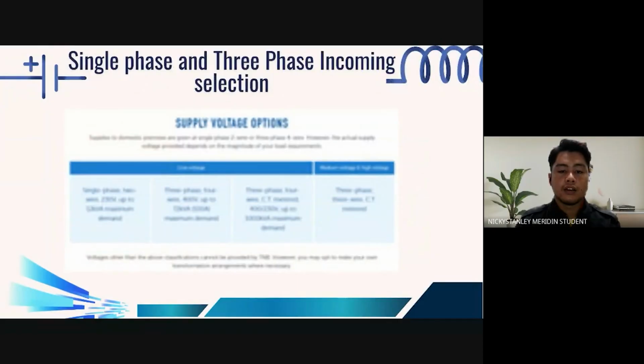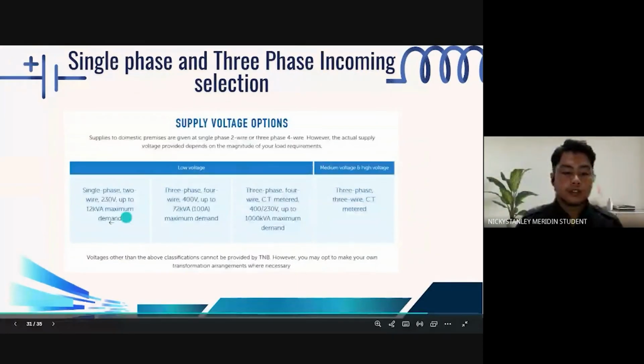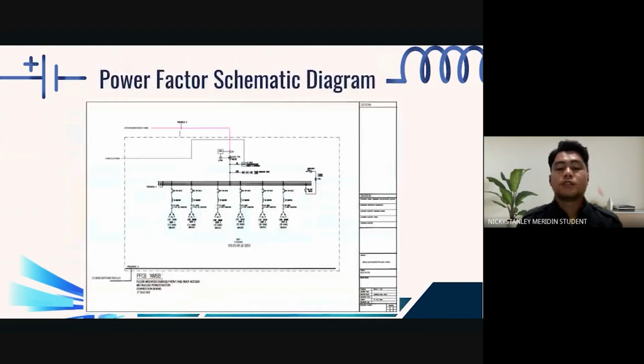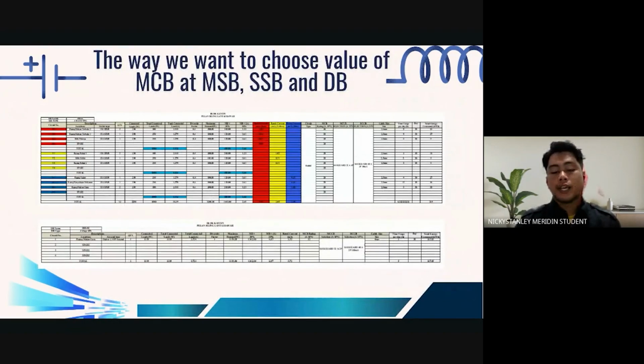Okay, this is the TNB document. So 12 kV maximum demand is single phase. For 3 phase, it is from 12 kV up to 72 kV maximum demand. So that's it for me. Thank you.